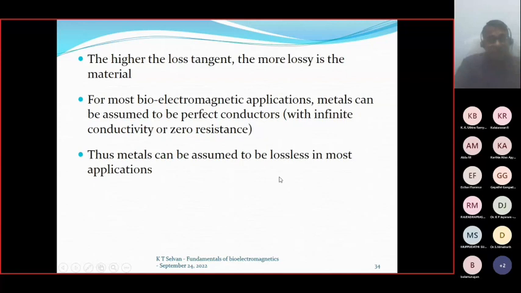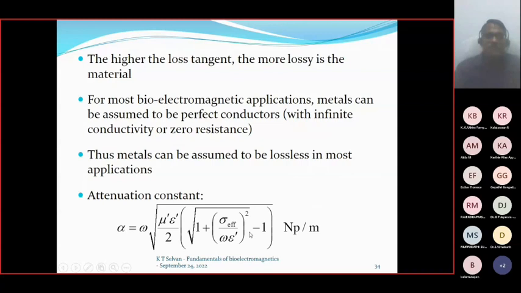And for lossy dielectrics, we can determine the attenuation constant alpha. Like this, omega is angular frequency. And then mu dash, which we have not discussed, is called magnetic permeability. And epsilon dash we have discussed, and effective conductivity omega is in nepers per meter. So this is the attenuation constant. We can consider a quick example after.